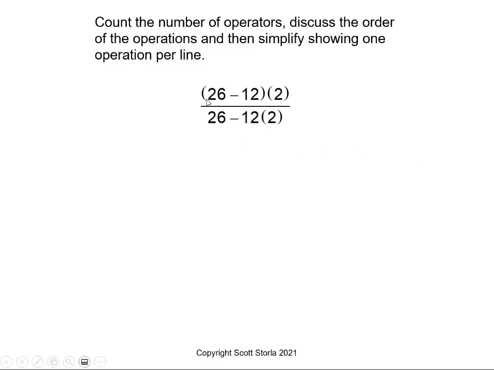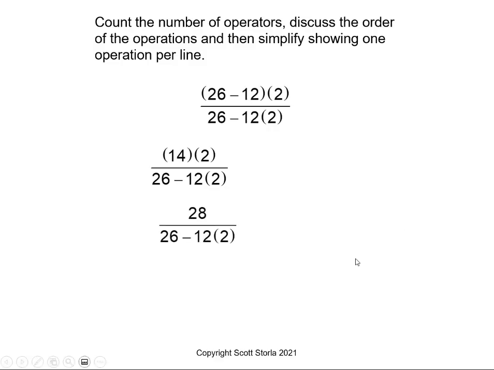First, I'm going to start in the dividend. I have two operators in the dividend, a subtraction and a multiplication. But because the subtraction's in parentheses, that has to be done first. 26 minus 12 will give me 14, and then 14 times 2 will give me 28.